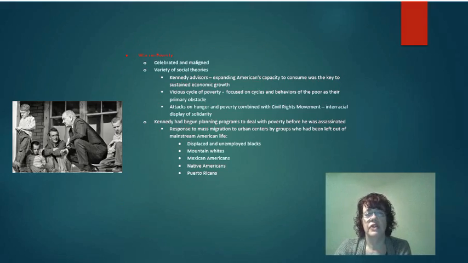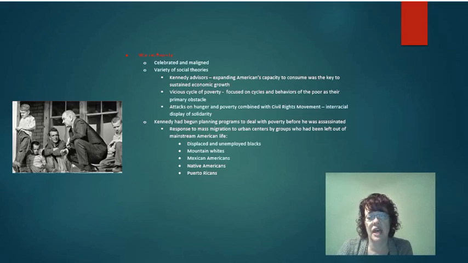The War on Poverty, celebrated and maligned. So the War on Poverty is probably one of the most controversial programs of the 20th century, and I want everyone to keep that in mind when we're doing our discussions, that we're going to have some conflicting opinions on the War on Poverty.